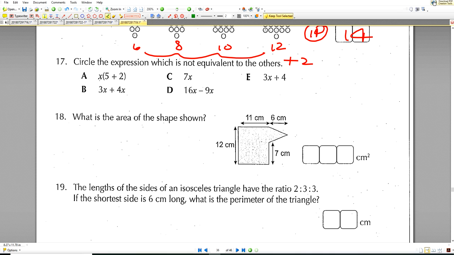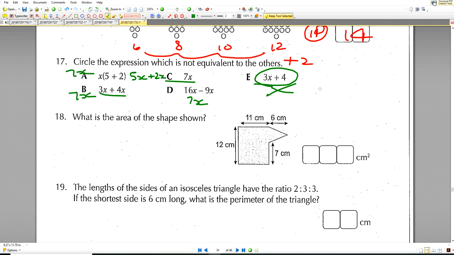Okay. So x times by 5 will give you 5x. And then x times by plus 2 will give you another 2x. So this one's worth 7x. This is also worth 7x because they add together. That's 7x. 16x minus 9x gives you 7x.